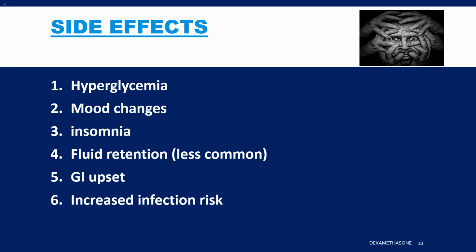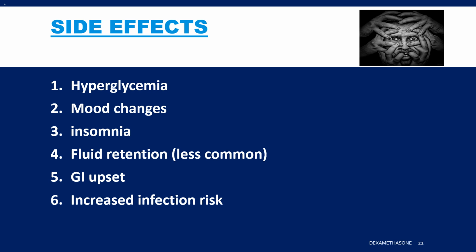1. Hyperglycemia. Dexamethasone can cause an increase in blood sugar levels, which may require adjustments to diabetes treatment. 2. Mood changes. Some individuals may experience mood swings, anxiety, depression, or other emotional disturbances due to the hormonal effects of dexamethasone. 3. Insomnia. Difficulty sleeping is a potential side effect, possibly related to the medication's impact on hormones and mood.